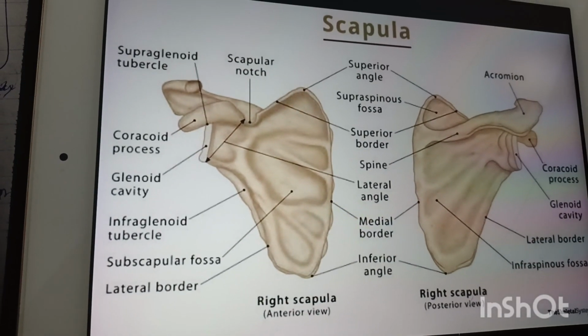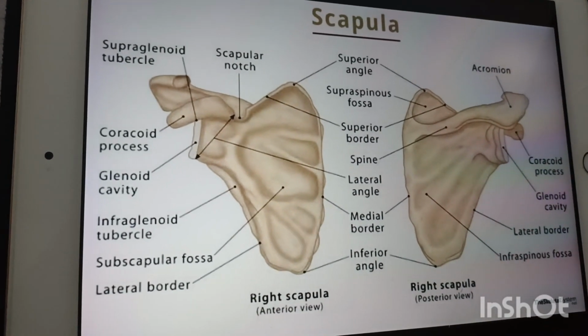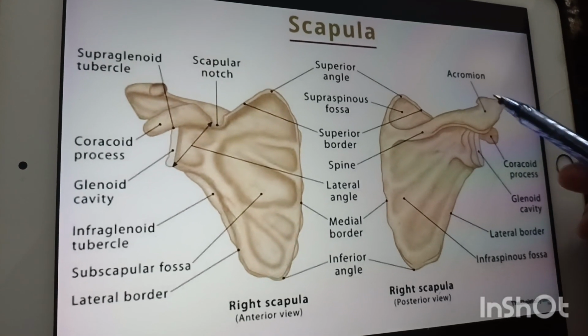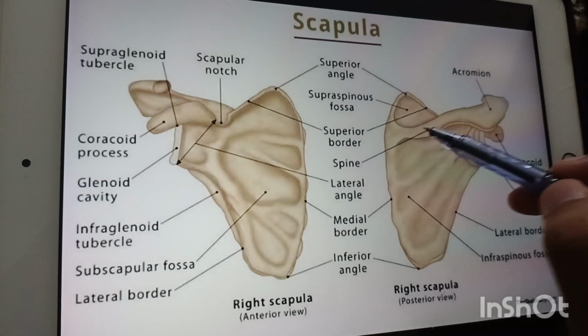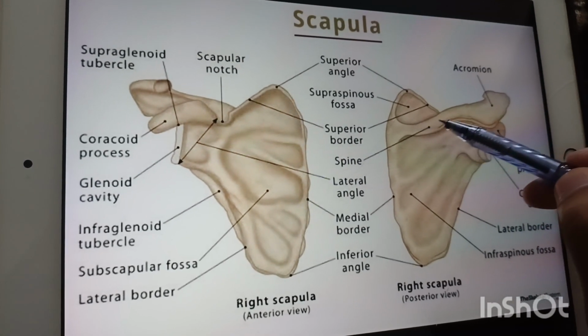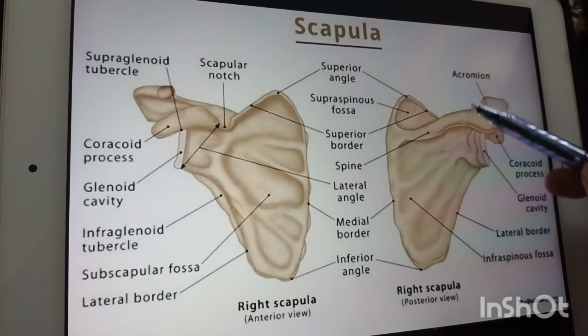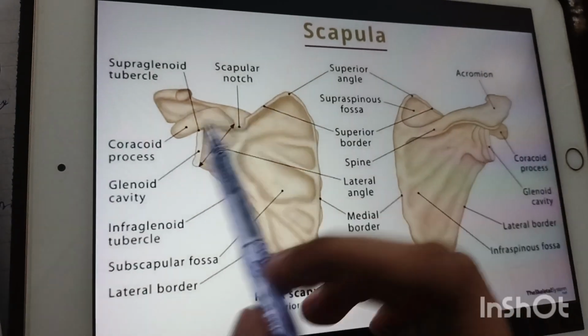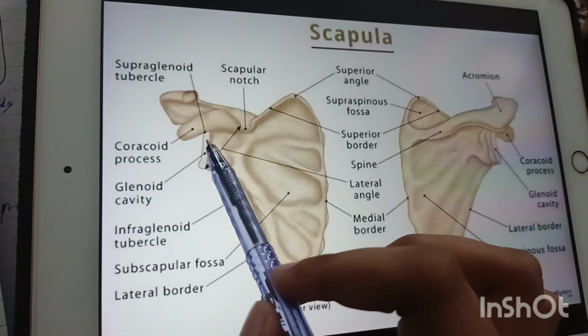Now let's come to other structures. Now let's study the processes. This is the acromion process. This is the spine. The continuation of the spine is the acromion process, and this is the coracoid process. This is the glenoid cavity.